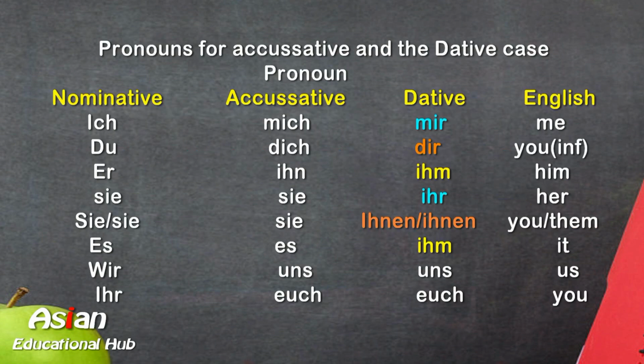In the dative case, the pronouns change. Here for "me" we use mir, for "you" we use dir, for "him" we use ihm, for "her" ihr, for "it" ihm, and for "you" and "them" Ihnen, ihnen. We do not change the pronouns for wir and ihr, which means it is uns and euch.